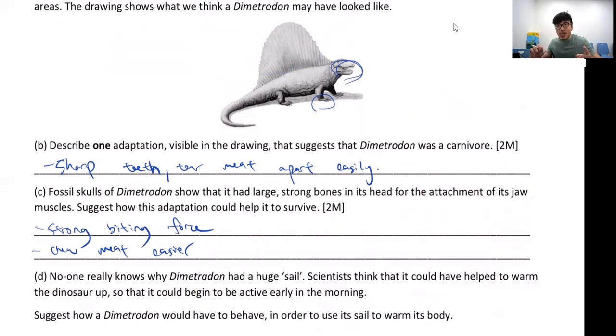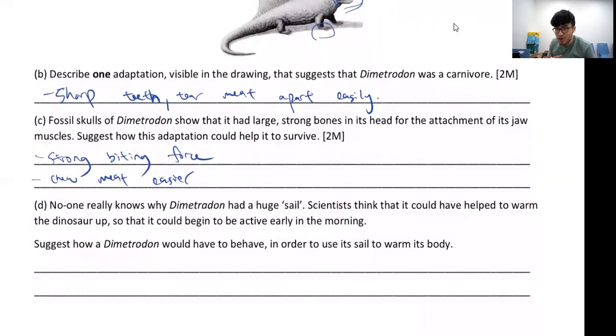When you see a rabbit or a fox that has long ears, that means it is to help them dissipate heat. That's why desert foxes have very long ears. So by logical assumption, this is also the same function, to dissipate heat away. Scientists think it could have helped to warm the dinosaur up so that it could begin to be active early in the morning. So not only does it warm them up during the cold, it also cools them down during the heat.